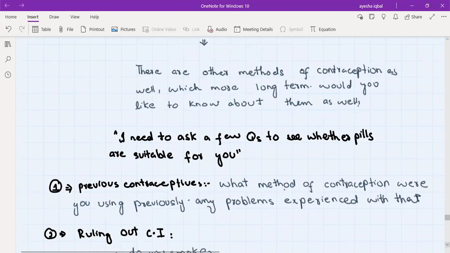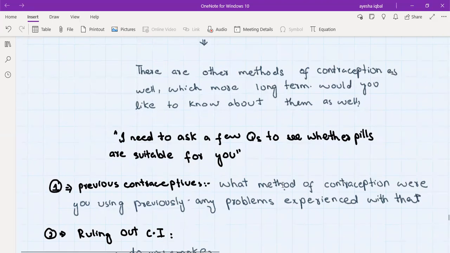After this, we'll ask her the questions to rule out contraindications for combined oral contraceptive pills. So the history of presenting illness in cases of contraception, in particular regular contraception, will be asking about any contraindication that might be present in the patient's case. We'll tell her, I need to ask you a few questions to see whether the pills are suitable for you, if that's okay with you.